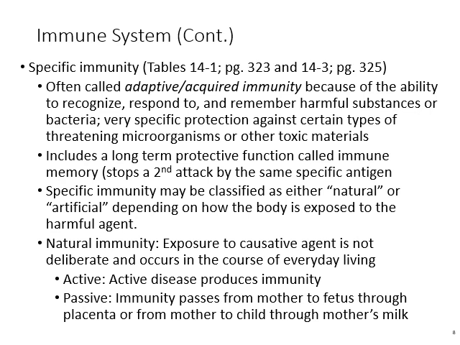So you can have specific immunity. It may be classified either natural or artificial, depending on how the body was exposed to it. A main difference between the natural and the artificial immunity is how the body was exposed to the harmful agents in the beginning. Okay. So natural immunity is exposure to a causative agent that was not deliberate, and it occurs in the course of a living experience.